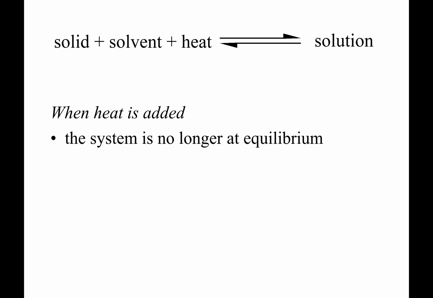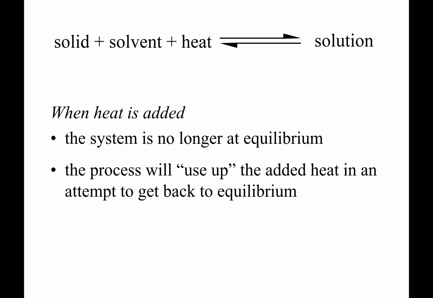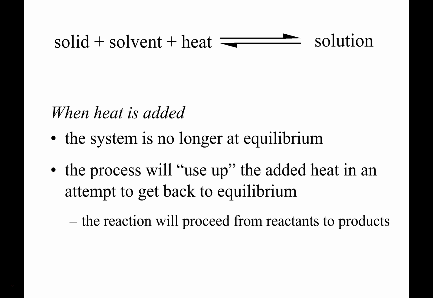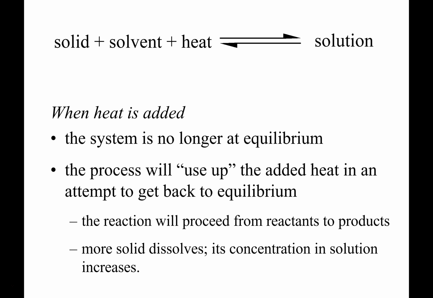The system's no longer at equilibrium if I heat it up. It needs to readjust. It's going to use up the extra heat that I gave it, and using the extra heat, it's going to proceed to form products, which is the dissolved solution. So more will go into solution. The reactant will proceed from left to right, from reactants to products, and you're going to get more dissolved. That's what we say if it is an endothermic overall dissolving process.